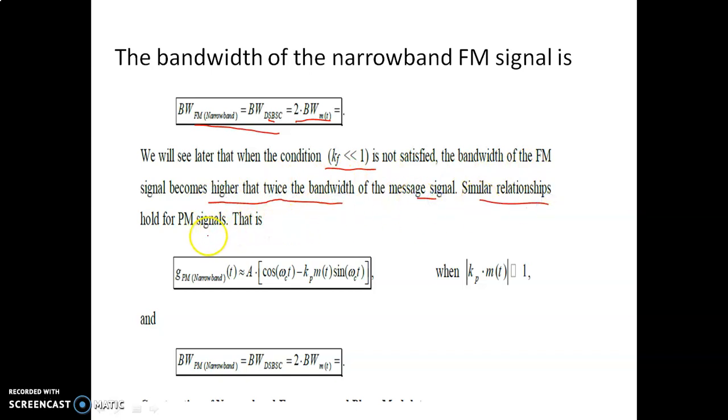A similar relationship holds for the PM signal, that is, φ_PM narrowband is equal to A cos(ω_c t) − k_p m(t) sin(ω_c t), where |k_p m(t)| is much less than 1. So the bandwidth of the PM signal is the bandwidth of DSBSC, which is twice the bandwidth of m(t). So this is what we discussed about PM and FM. In the next lecture we will discuss the generation techniques of narrowband and wideband PM and FM.